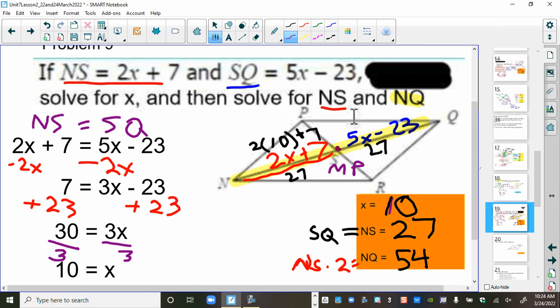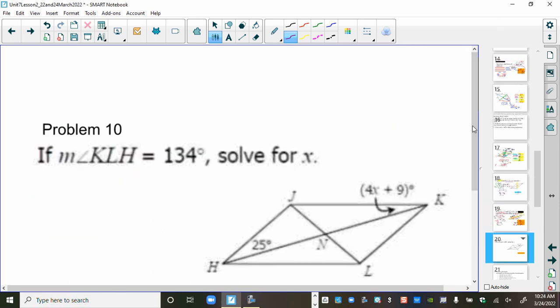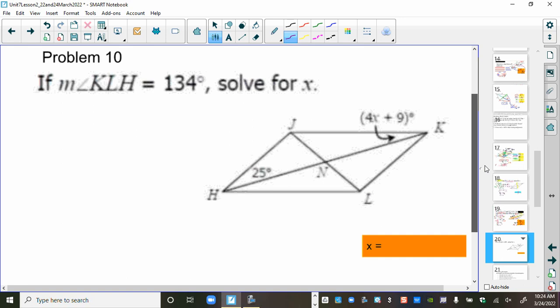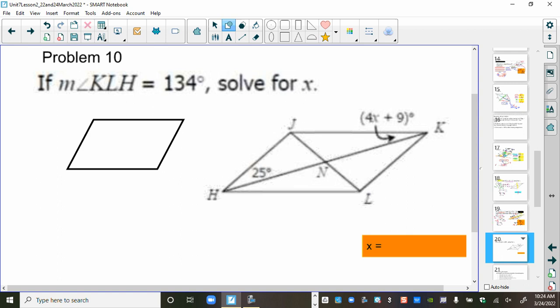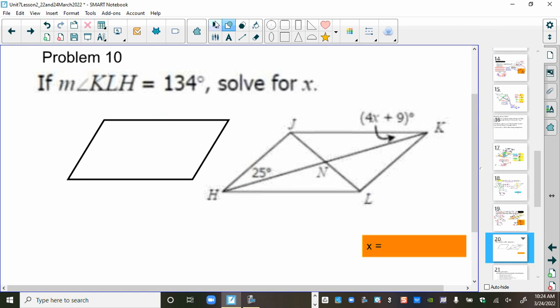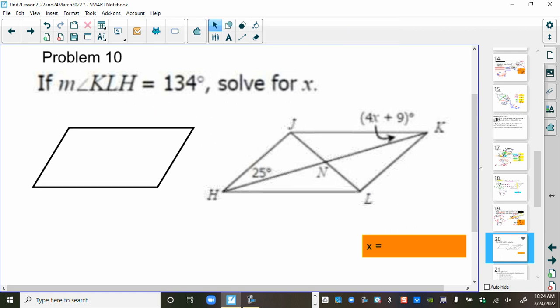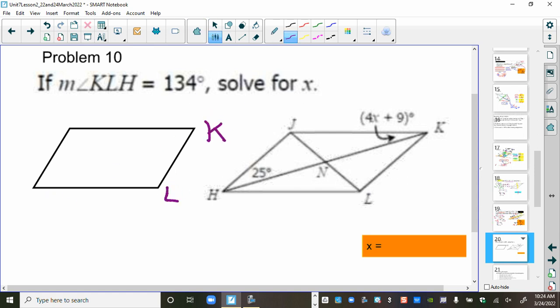All right, on we go. Okay, this last one. All right, here's what happened. This diagram, let's see. Okay. I'm going to write, here's how we're going to do this problem. They said angle KLH was 134 degrees, right?